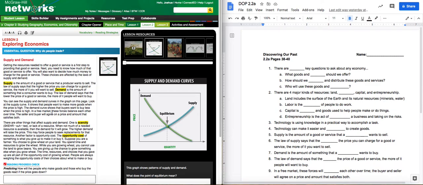In a free market, that's America, these forces balance each other over time. The seller and the buyer will agree on a price and amount that satisfies both. So you can see on this curve here that the higher the demand, usually the higher the price. The other way to get the price up is if my supply goes low on something.